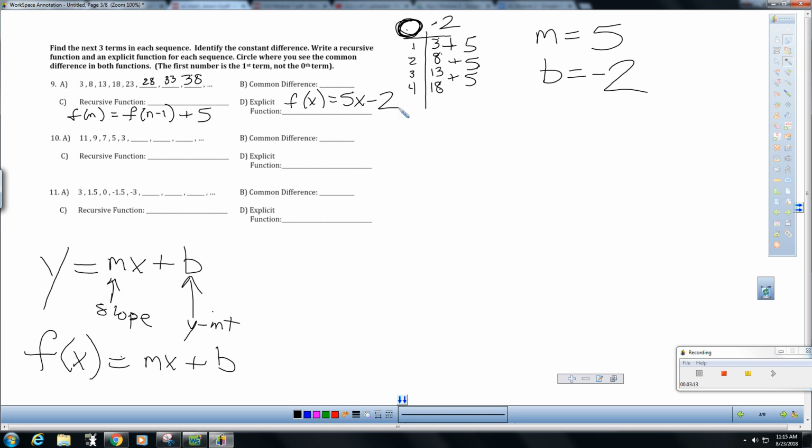Okay? Now, let's see. Are all of these... Let's see. This one looks like it's going to be... So the common difference here was 5. This common difference is negative 2. So I'm going to skip this, and I'm going to skip the recursive. Come see me if you have questions about that, but let's take another shot at the explicit function. Okay, let's make it into a table.